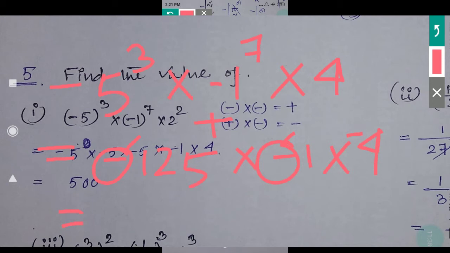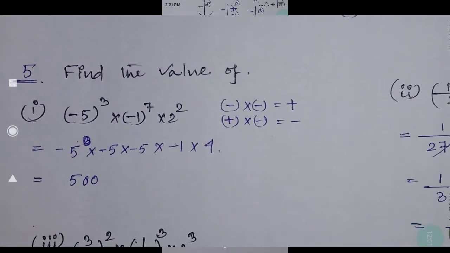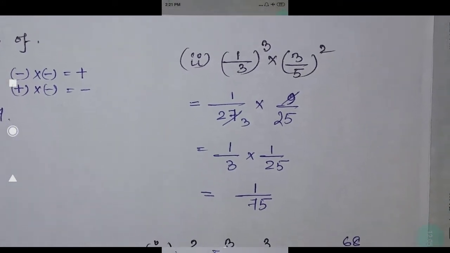Now the numerical part, you have to do multiplication. 125 into 4, how much is it? 500. And your sign will be plus or minus? We have got plus now, so there is no need to write anything, nothing is there means plus only. So the final answer will be 500. See here, the final answer is 500. Okay, now see question number 2.